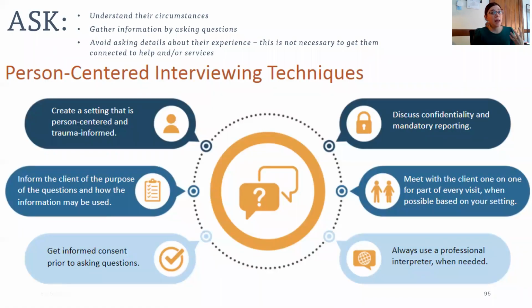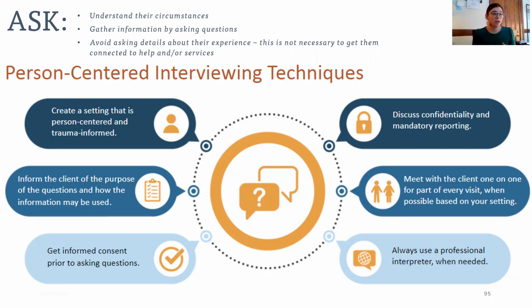So moving on to the ask part of the SOAR framework. Understanding their circumstances, gathering information by asking questions, and avoiding asking details about their experience. This is not necessary to get them to be connected to help and or services. Using person-centered interviewing techniques is so important. You want to create a setting that is person-centered and trauma-informed.